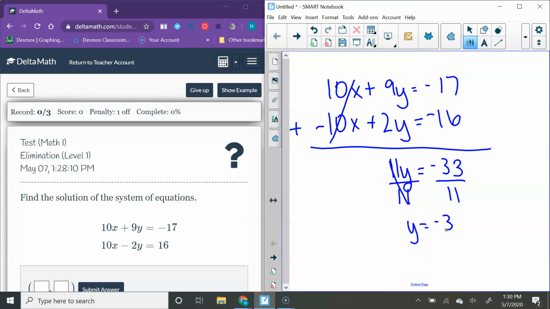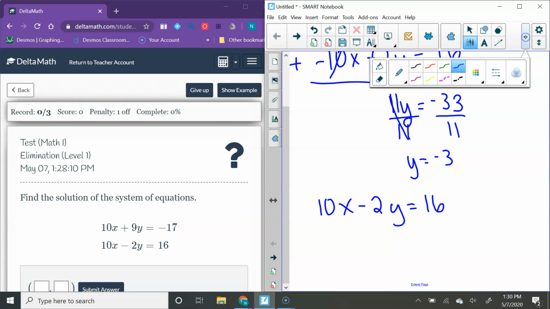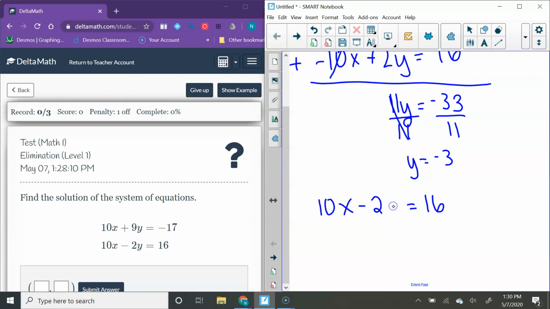Once you get that negative 3, you have to plug it back into one of the original equations to find the x that goes with it. I'm just going to use that second equation, 10x minus 2y equals 16. I just like it a little better because it seems a little easier to me, but you can use either equation. I'm going to take out that y and replace it with the negative 3, and so I'll get 10x plus 6 equals 16.